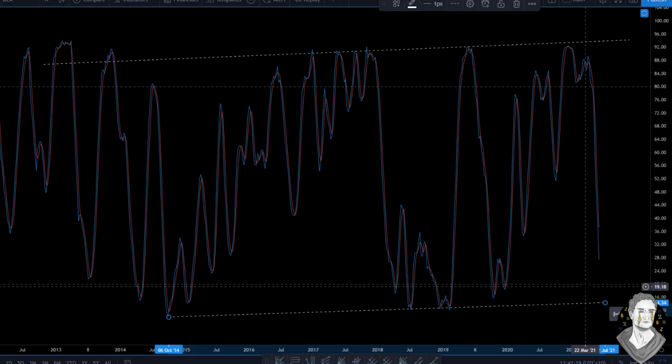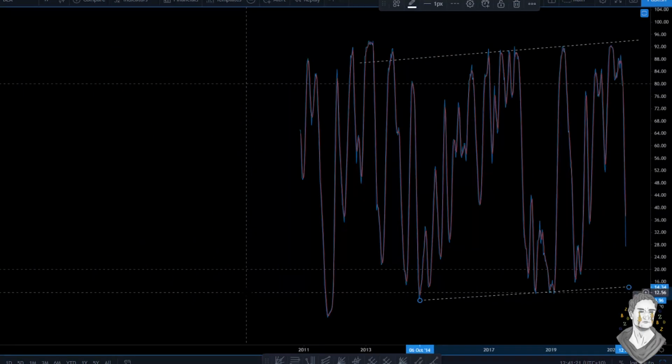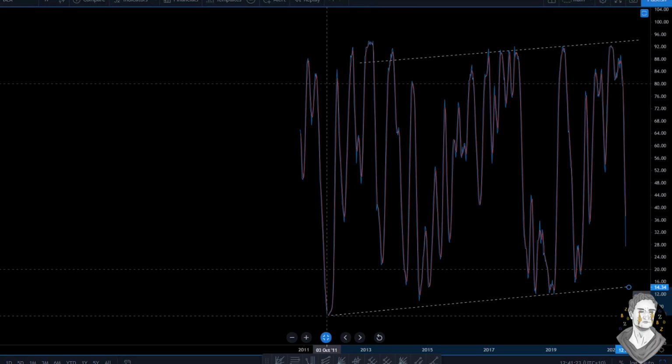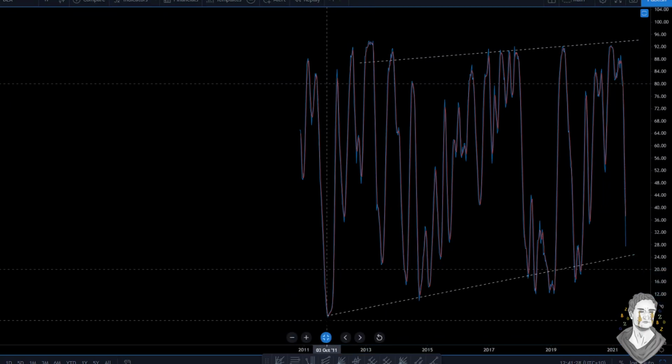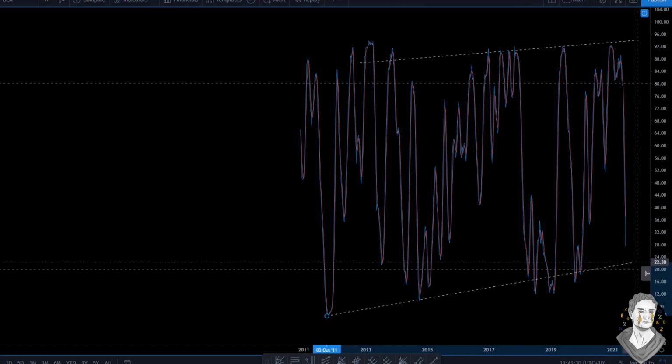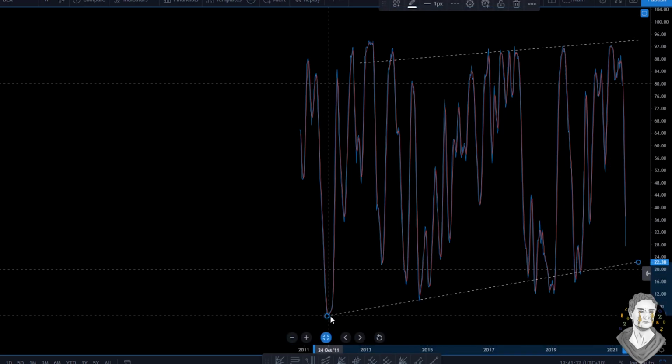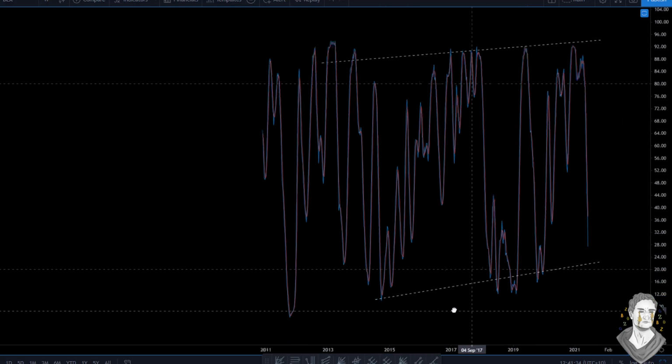Now, on the weekly time frame here on the BLX chart, since we have more history to work with, you can either draw a regression all the way back to basically 2011, or you can go ahead and pull from here, which would be back in 2014.